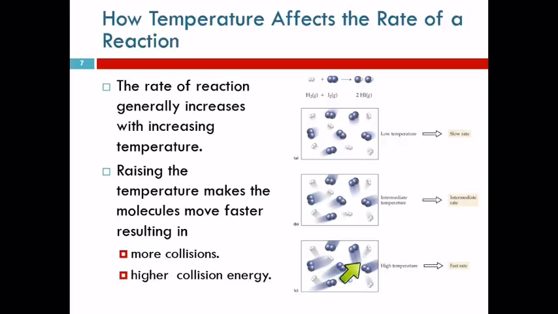If the reactants are moving faster, they're going to run into each other more often, right? Does that make sense? There will be more collisions, and the collisions will be higher in energy, so more of them will be energetic enough to cause reaction. So higher temperature means higher rate of reaction.